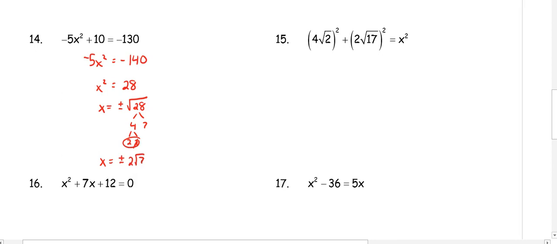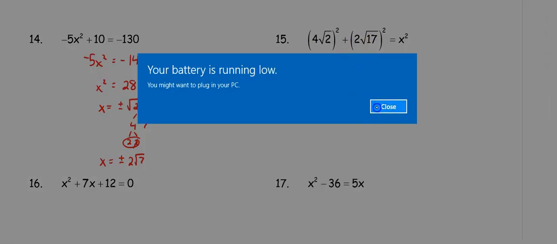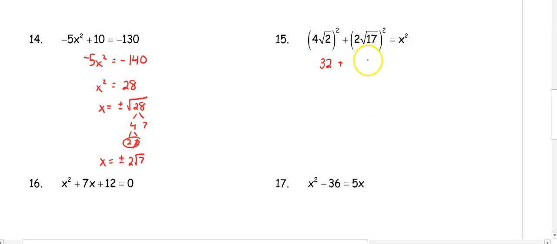15, we're going to square each of those terms. So 4 root 2 squared is 32, plus 2 root 17 squared is 68, equals x squared. So when we add those together, that gets us 100 equals x squared. We take the square root, we have plus or minus the square root of 100. And 100 is a perfect square, so we would have plus or minus 10 is equal to x.